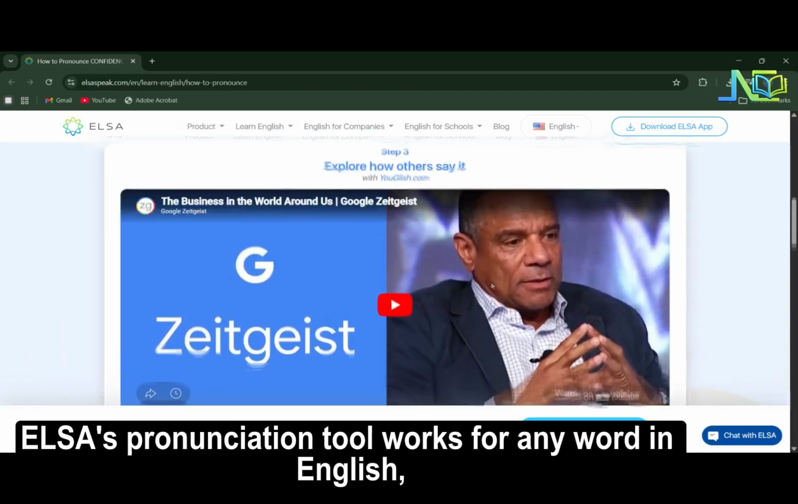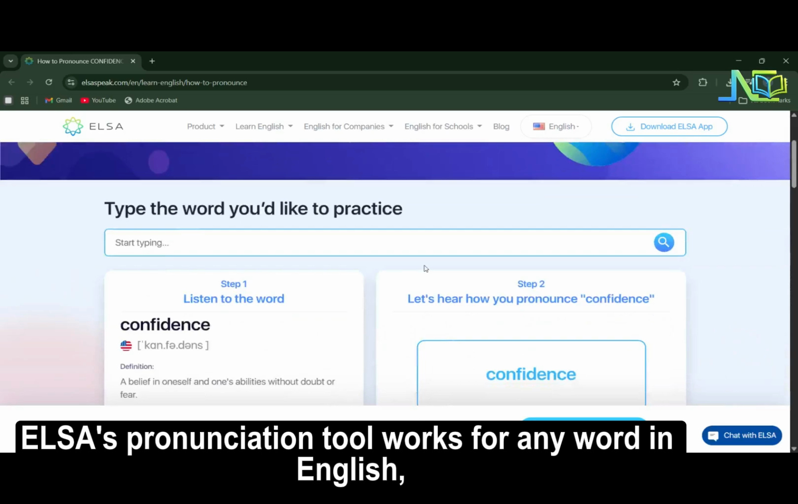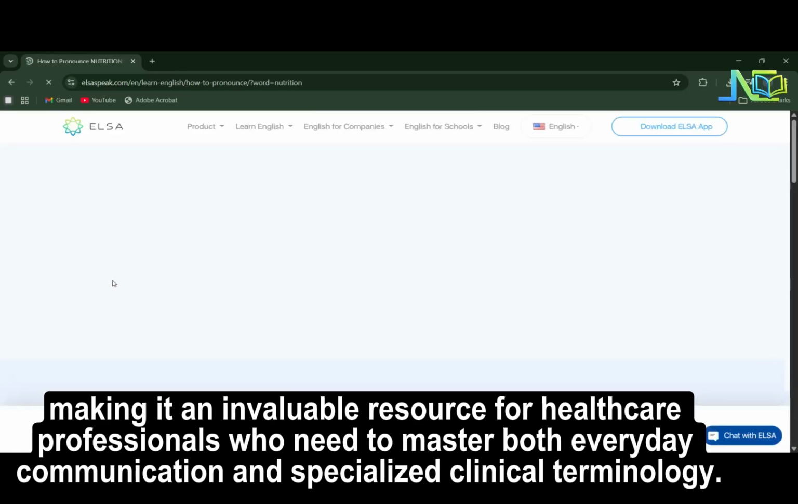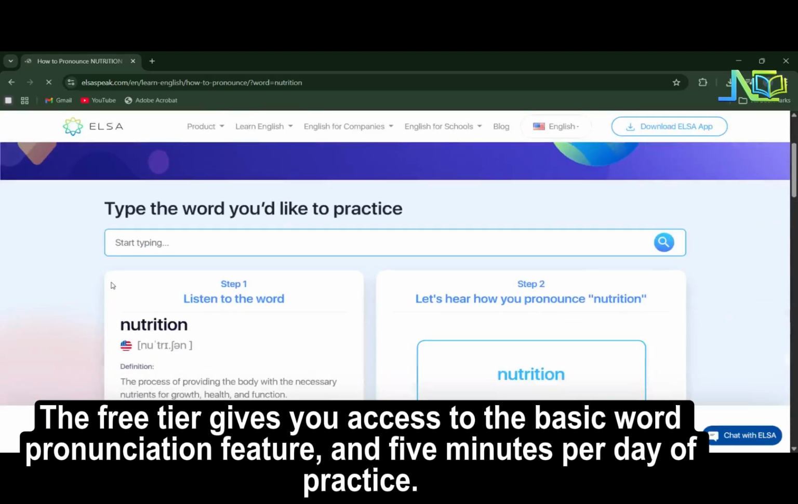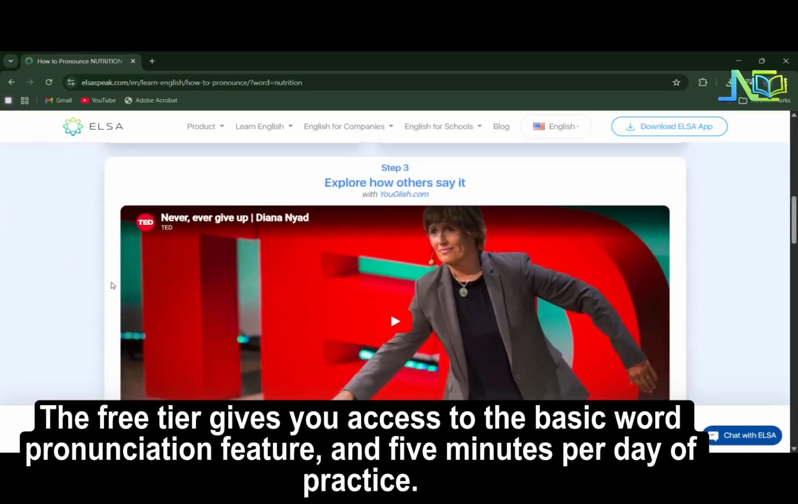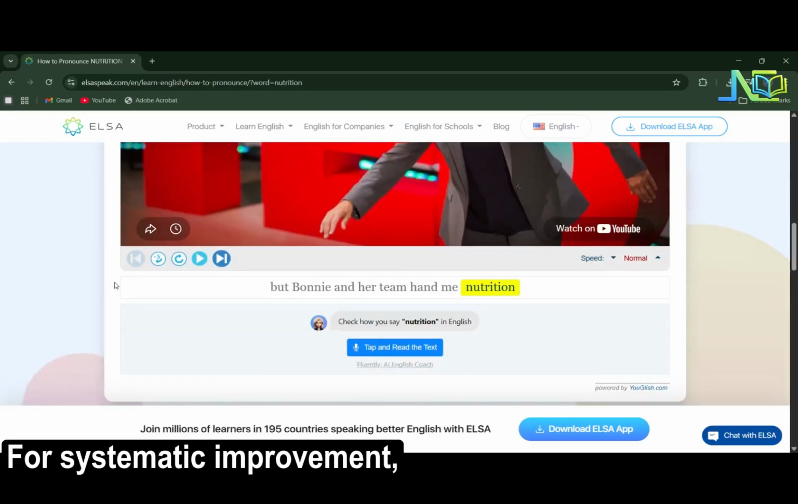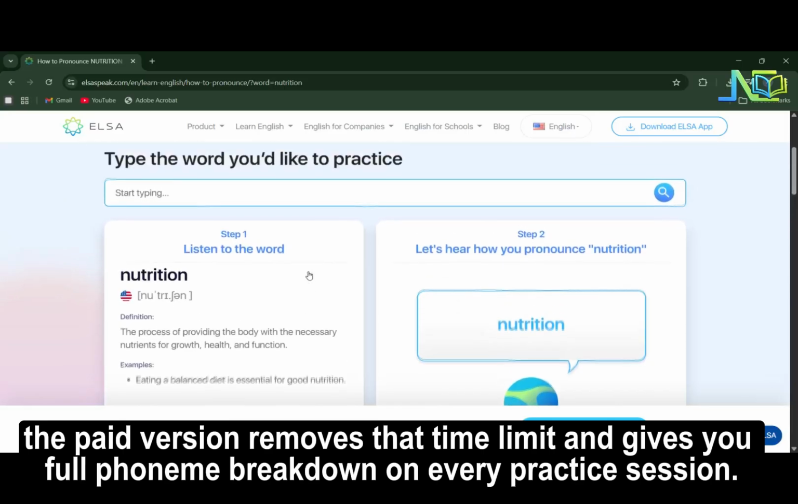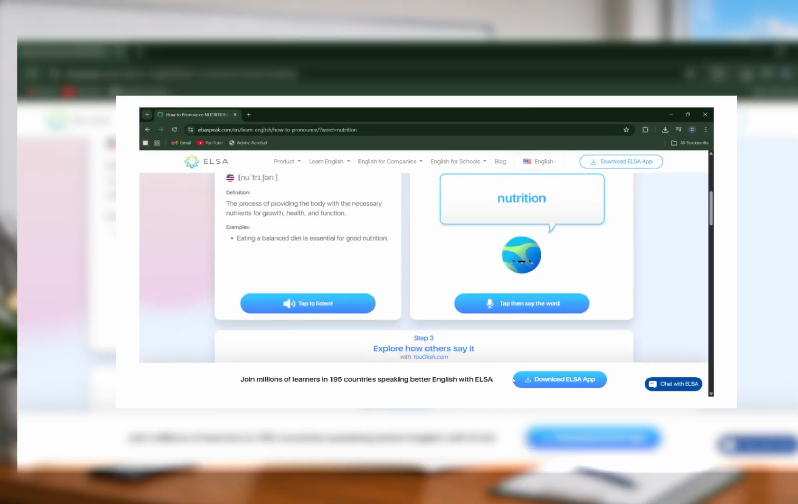ELSA's pronunciation tool works for any word in English, making it an invaluable resource for healthcare professionals who need to master both everyday communication and specialized clinical terminology. The free tier gives you access to the basic word pronunciation feature and 5 minutes per day of practice. For systematic improvement, the paid version removes that time limit and gives you full phoneme breakdown on every practice session.